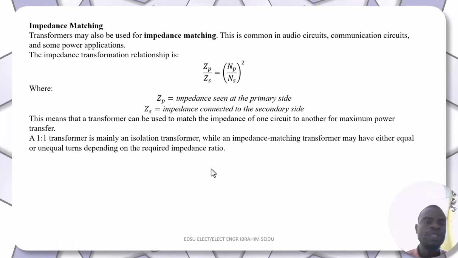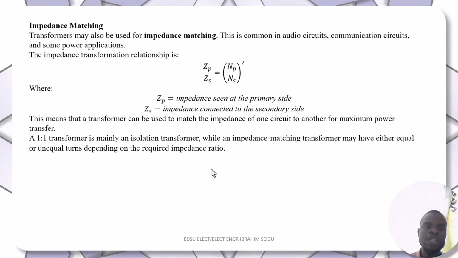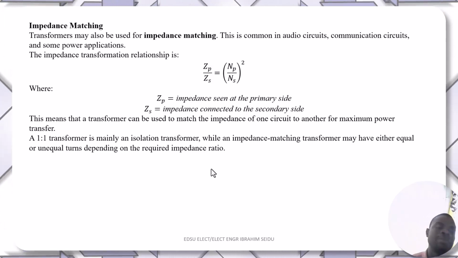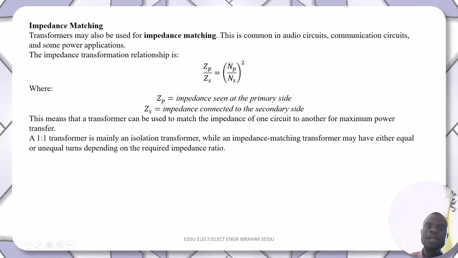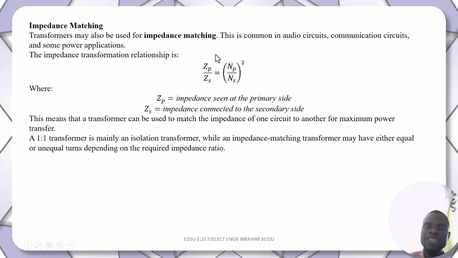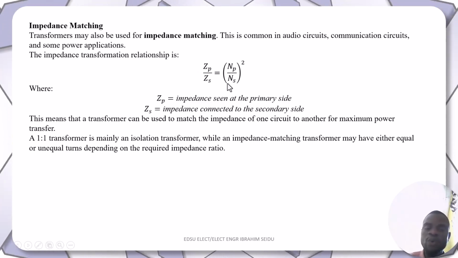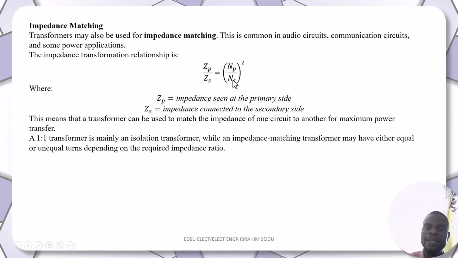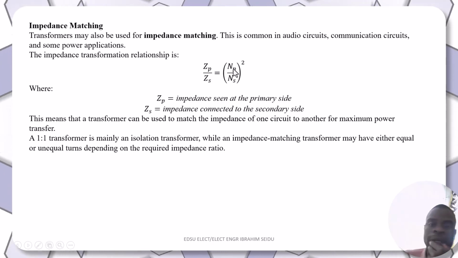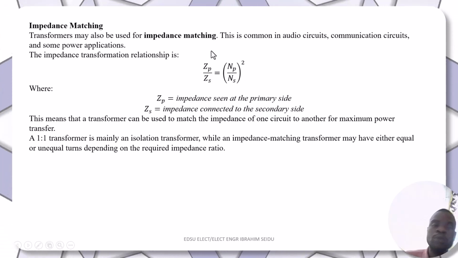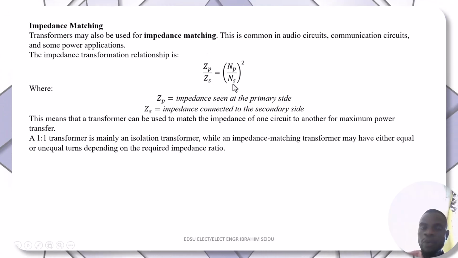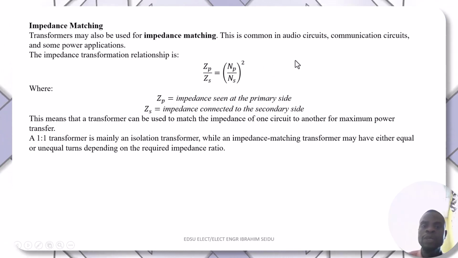Then let's discuss impedance matching, because impedance matching is also important. This is common in audio circuits, communication circuits, and some power applications. The impedance transformer relationship is the primary impedance divided by the secondary impedance equals the square of the primary turns divided by the secondary turns. This means my impedance ratio equals my turns ratio squared. That's what it means.